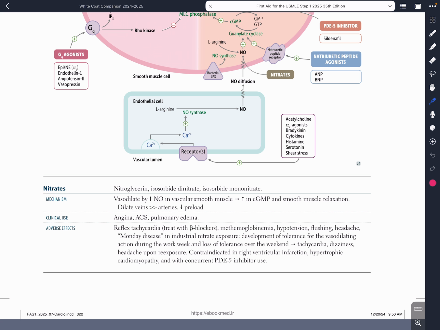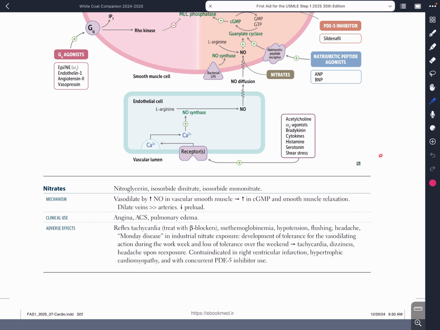The mechanism of nitrates is vasodilation by increasing nitric oxide in vascular smooth muscle, which increases cGMP and smooth muscle relaxation, which helps in dilation of veins. It also dilates arteries, but veins dilate 2 times faster with nitrates. Veins are valveless, so veins dilate 2 times faster than arteries.